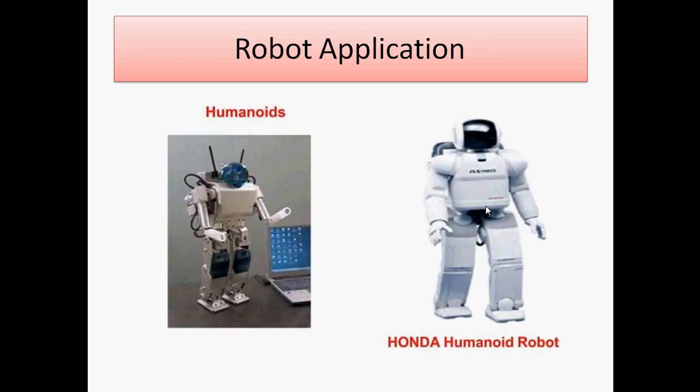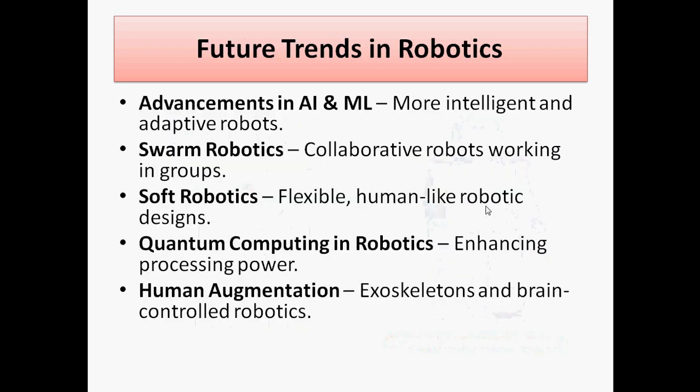Now in future trends, we are developing advancements in AI and ML, more intelligent and adaptive robots. Next is swarm robots, collaborative robots which work collectively in groups and perform their tasks. That is also possible. The next is soft robotics, developing advanced materials that are flexible and perform human-like tasks. That is why we call it a new field, soft robotics.